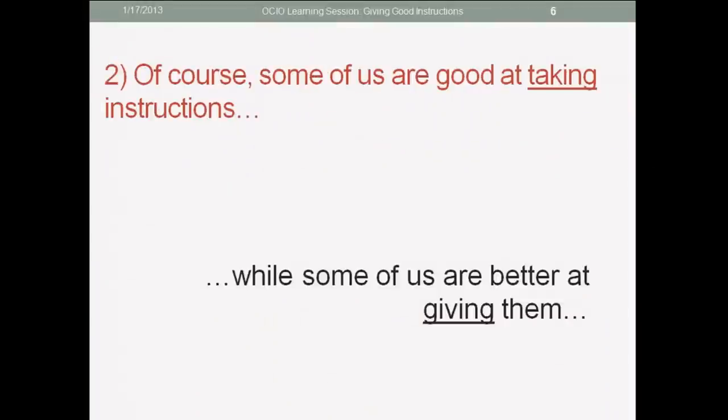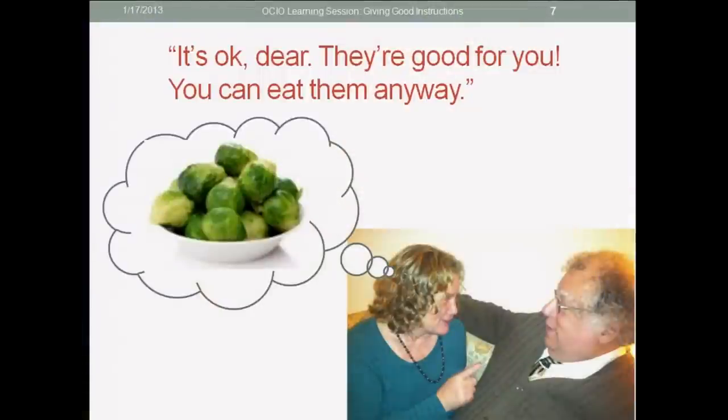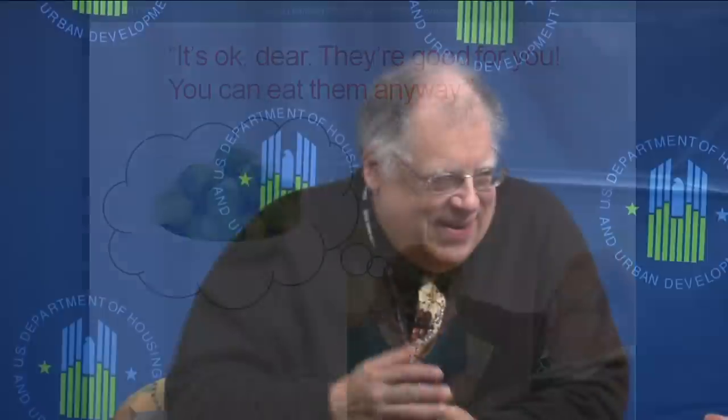Now, the second thing that we know about instructions is that some of us are really good at taking instructions. And others of us are better at giving instructions, right? We know that because sometimes I get this response. It's okay. They're good for you. You'll eat them anyway. And I realize that's her instruction to me, and being the wise husband, I know that I'm going to be eating Brussels sprouts for dinner.